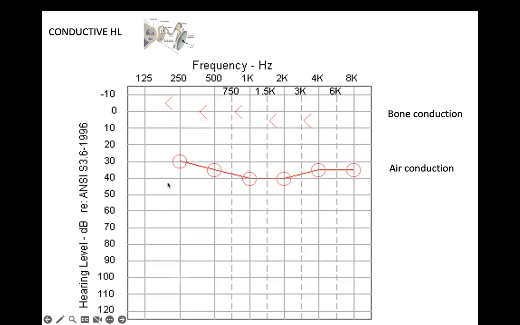Meanwhile, in this patient, his right ear bone conduction is normal, so it's below 20, while his air conduction is above 20. Right? His hearing threshold is above 20, meaning he has an air-bone gap, impaired air conduction. This is conductive hearing loss.